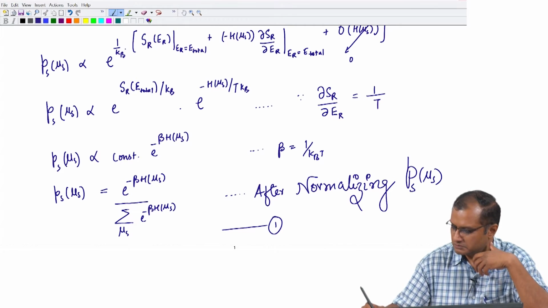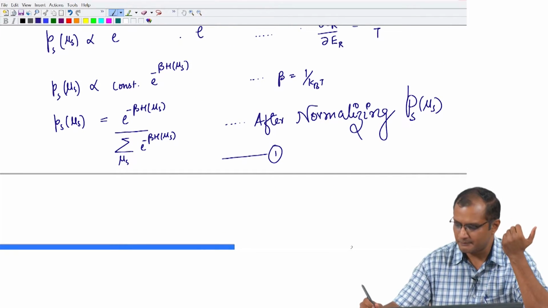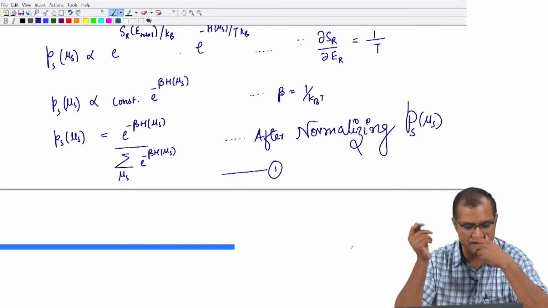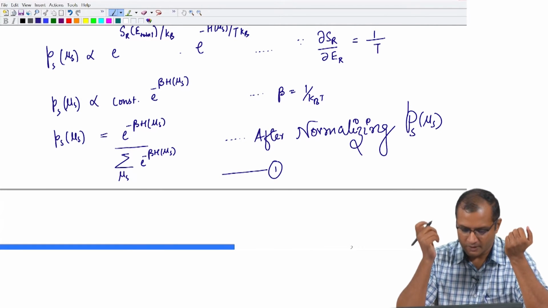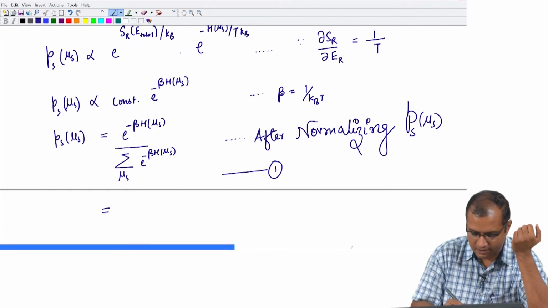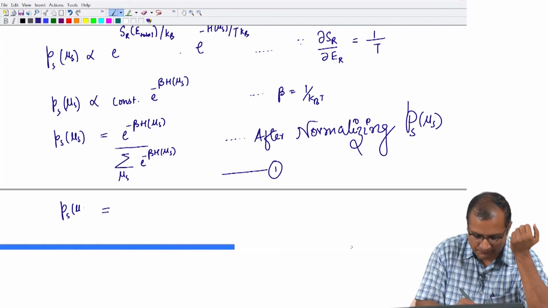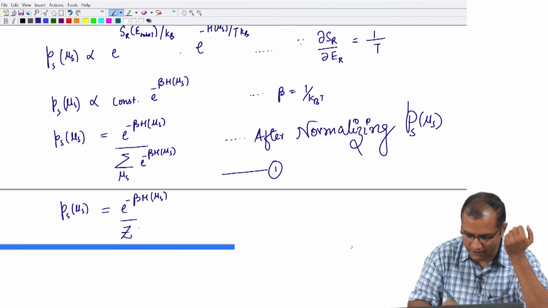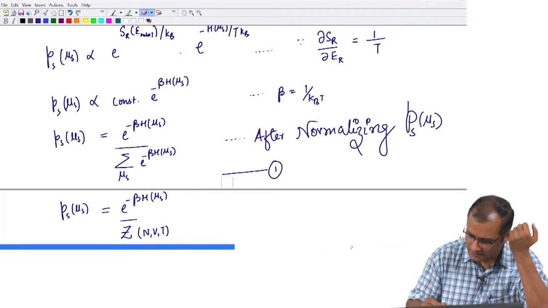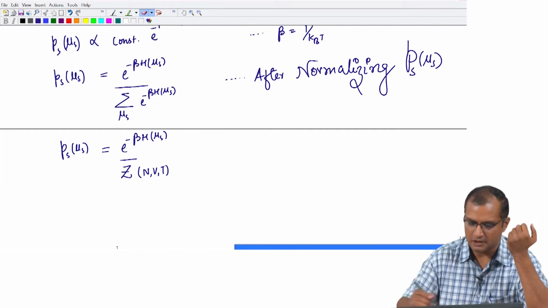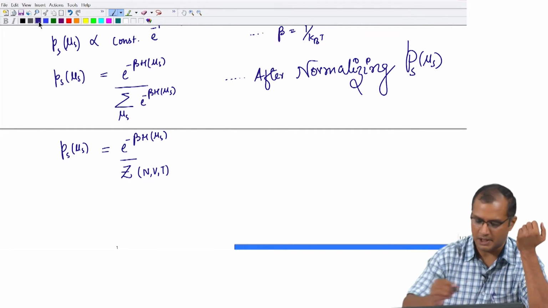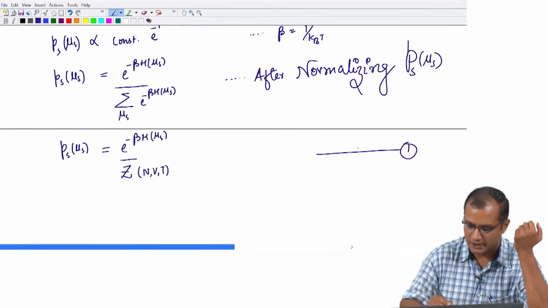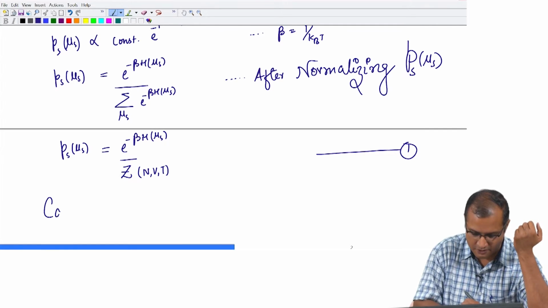Now, the denominator is basically nothing but the partition function. So, we can rewrite this for the sake of convenience as e raised to minus beta h over the canonical partition function at N V T. So, let me, with your permission, call this equation 1. Okay. So, here the canonical partition function has been introduced.